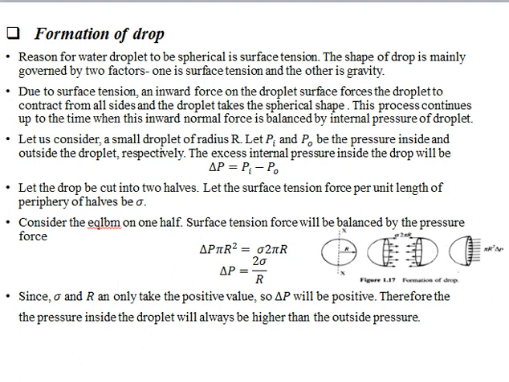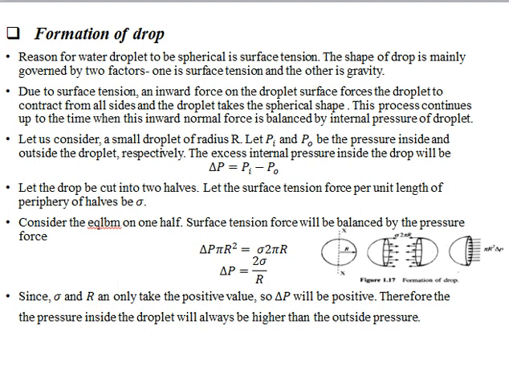The reason for a water droplet to be spherical is surface tension. The shape of the drop is mainly governed by two factors. One is surface tension and the other is gravity. Due to the surface tension, an inward force on the droplet surface forces the droplet to contract from all the sides, and the droplet takes the spherical shape. This process continues until the inward force is balanced by the internal pressure of the droplet.